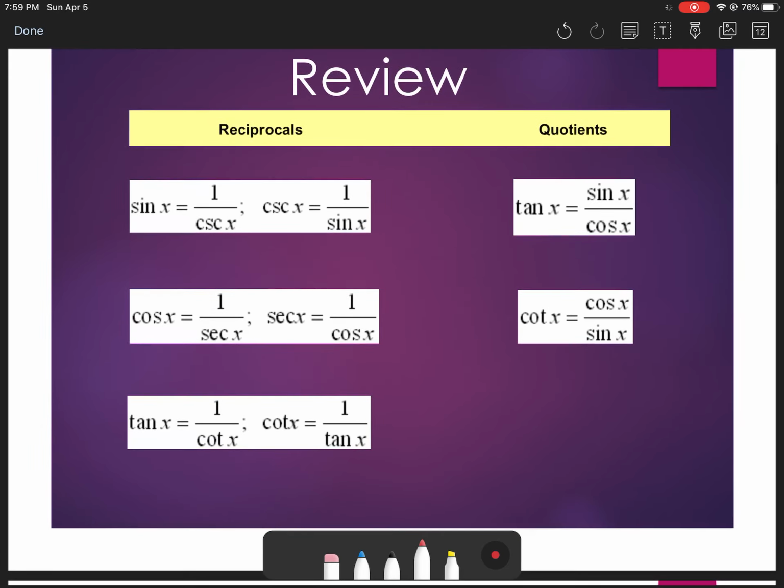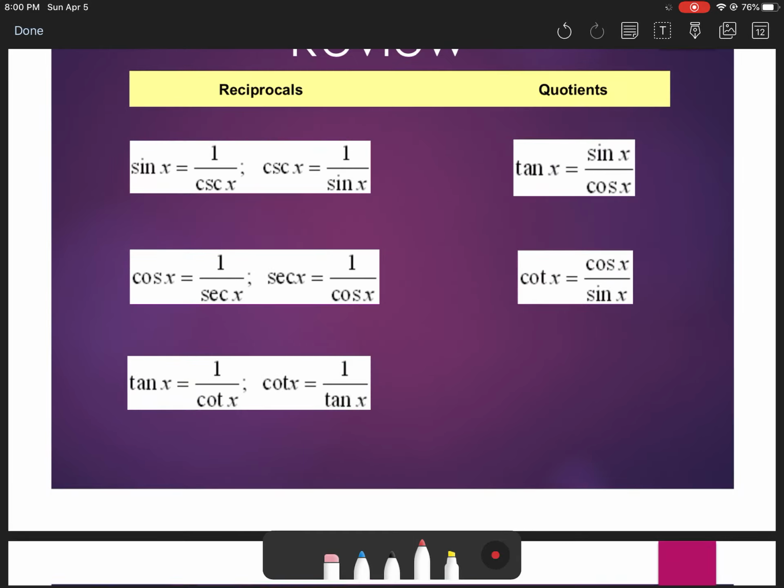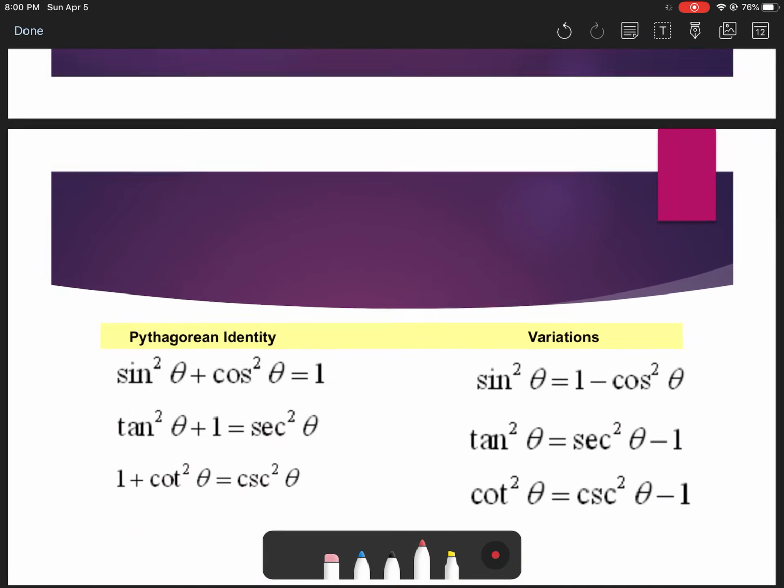Okay, so here we have just a quick review of the reciprocals. Sine is 1 over cosecant. Cosecant is equal to 1 over sine. Cosine of x is 1 over the secant. Secant is 1 over cosine of x. Tangent is 1 over the cotangent. Cotangent is 1 over tangent, and then we have tangent, which is sine over cosine, and then cotangent is the reciprocal of that, cosine over sine.